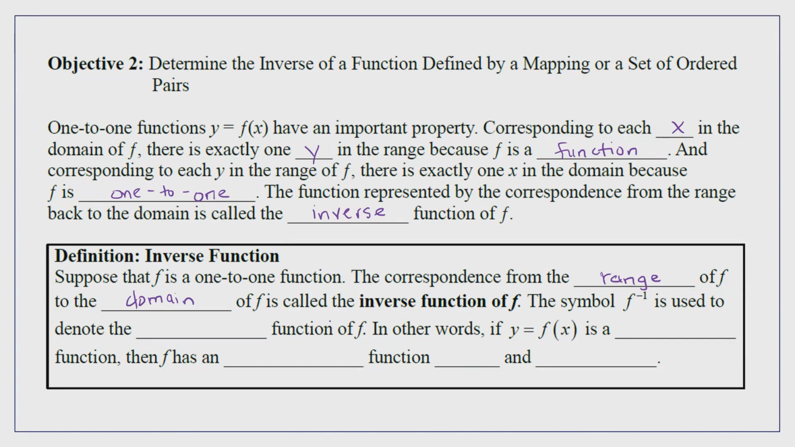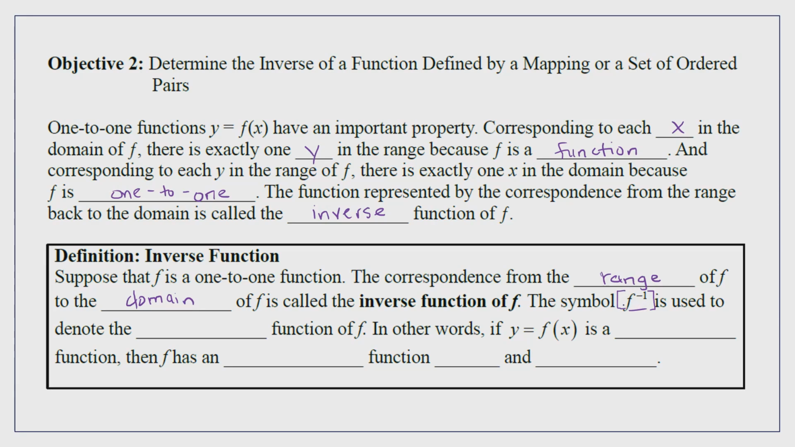The symbol f to the -1, but it's not actually a power. All right, we're going to talk about exactly what that means. It's a representation. So this doesn't mean f to the power -1. So we're not evaluating it at the power -1. It represents the inverse function of f. So this is how we represent the inverse function of f.